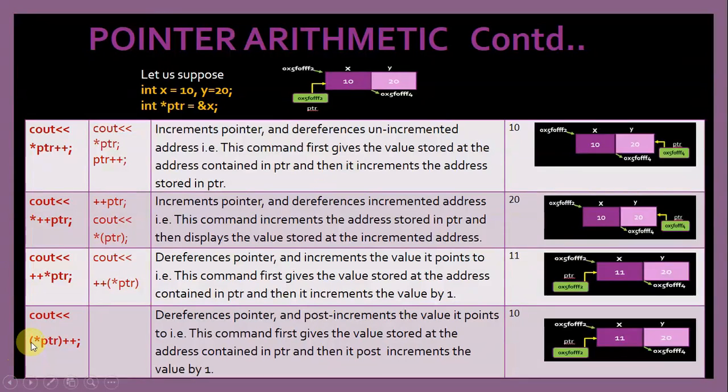Now if the command is cout star ptr within brackets and then plus plus, in this case it dereferences pointer and post increments the value it points to. In the previous case, it was pre-incrementing the value. Here it will post-increment because we have a post-increment operator. So this command gives the value stored at the address contained in ptr. You can see in ptr, the address contained is the address of x. So it will display first the value. So 10 will be displayed and then it will increment the value by 1. Then the value of x will become 11. So 10 will be displayed first and then the value is incremented. x will now contain 11.